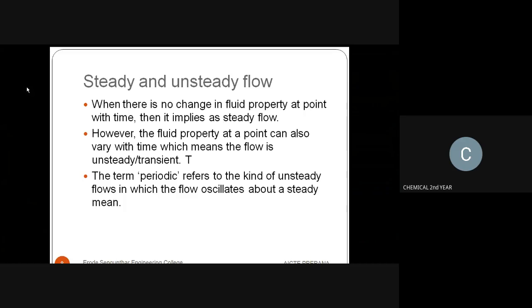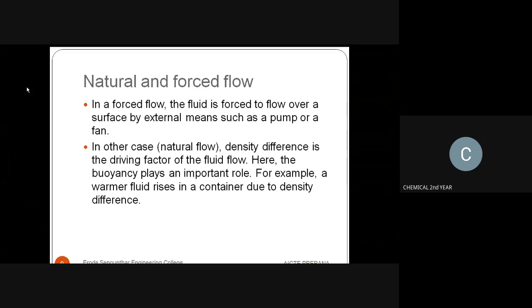So that is called a transient flow. The unsteady flow of the fluid is also called transient flow, right? So this is denoted by capital T. The term periodic here refers to the kind of unsteady flows in which the fluid flow oscillates about a steady mean. Okay, so depending upon the variation of fluid property with respect to time, we are classifying flow into two types: one is steady flow and the other is unsteady flow.